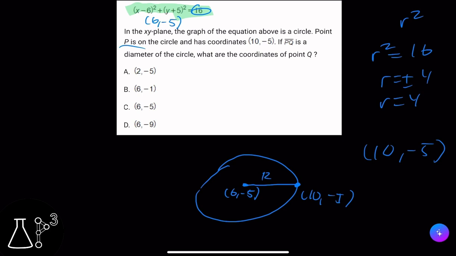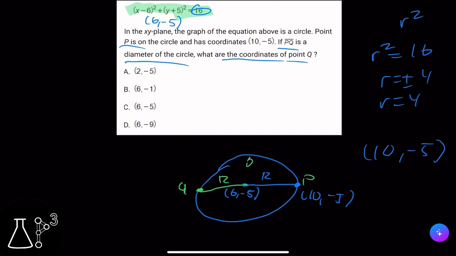And they tell me that PQ is the diameter of the circle, so what are the coordinates of Q? The way to find Q is the same as what we did. Instead of adding, we're going to subtract 4 from 6 to get the opposite side of the line PQ, which is right here. Then from point Q to P, that equals the diameter. We just have to look for the radius over here to get the diameter, because the full line is the diameter, but half of it from the center is the radius.